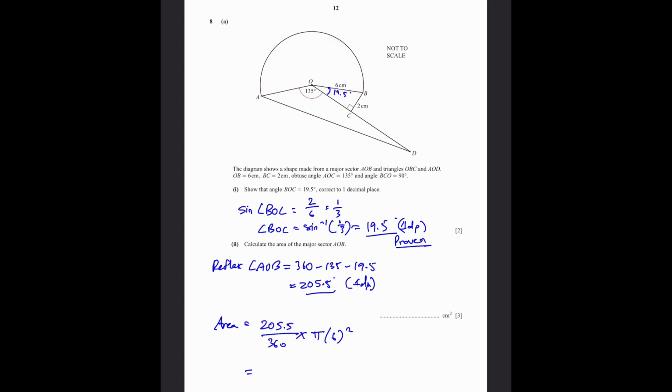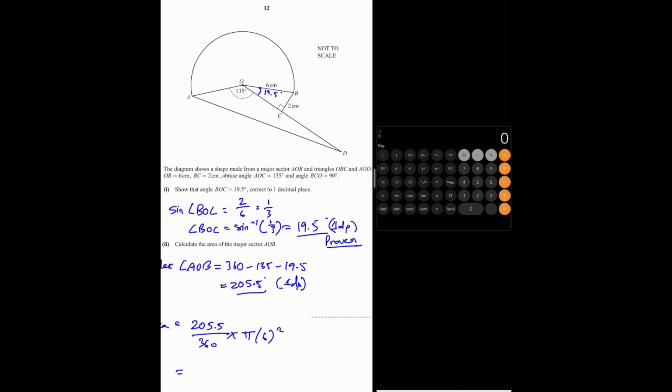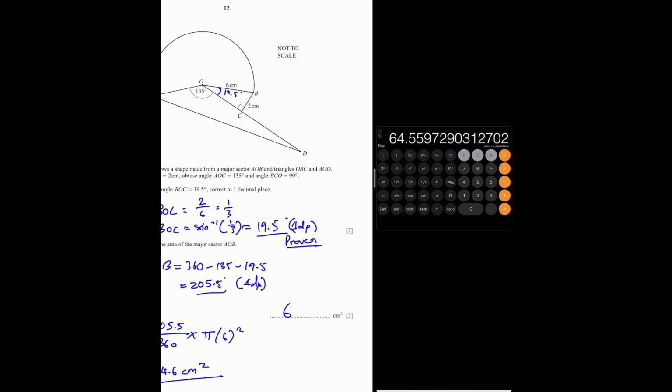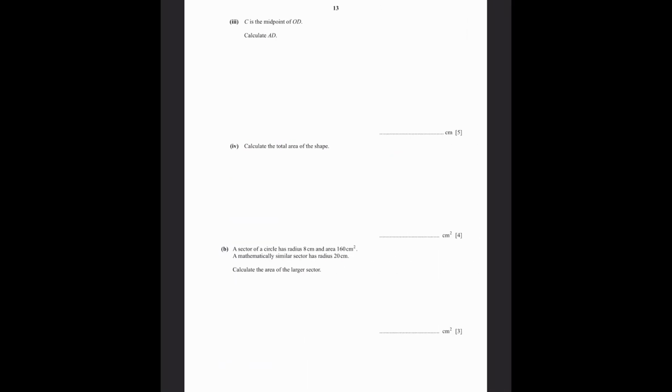So doing this in our calculator, 205.5 divided by 360 to get this, times 36 times pi, 64.6 centimeters squared. That's our answer. Of course, to 3 significant figures. Going to question part 3. C is the midpoint of OD. Calculate AD.